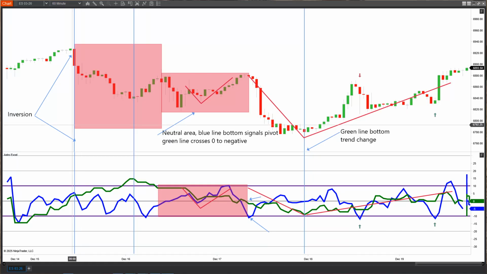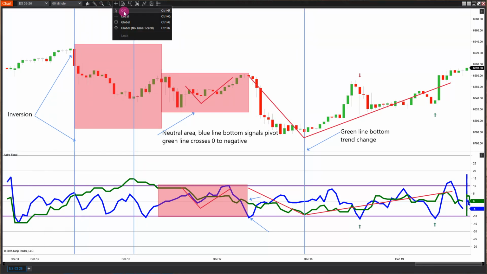Notice how we started the week off Sunday night, the 14th, right here, the 14th to the 15th. Both lines were up. The market was up. The blue line turned down, crossed the green line, and that started our inversion off of the green line. The green line is generally the primary trend. Sometimes the market will follow the blue line. So we had the blue pivot cross the green. That was an inversion trigger.